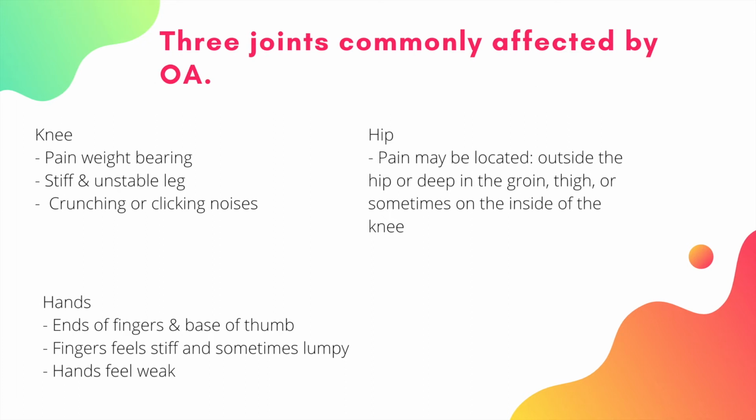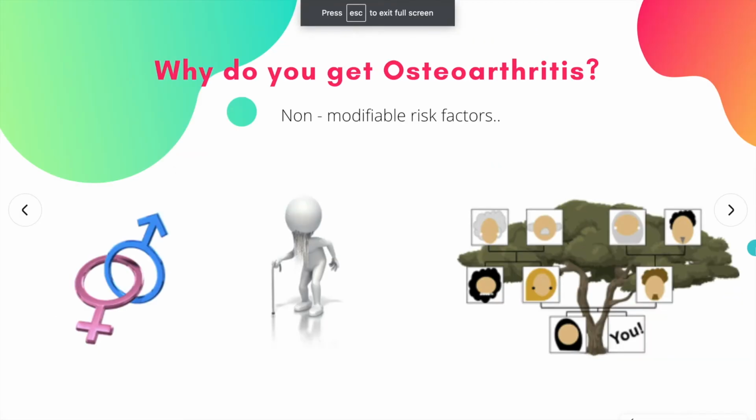And it's quite common for you to feel like you're really weak in your hands. It can be hard to make a fist or to open jars, things like that. Why do we get osteoarthritis? So this is quite a common question for us as physios, and we talk about it in two different areas.